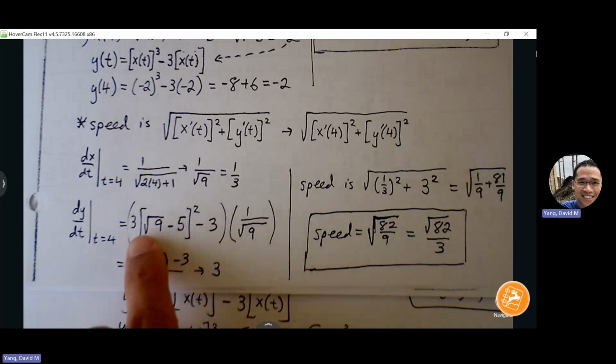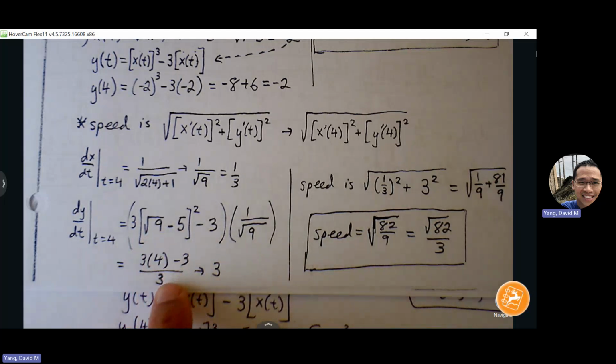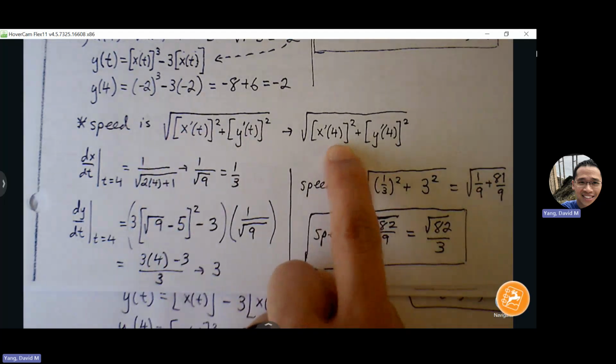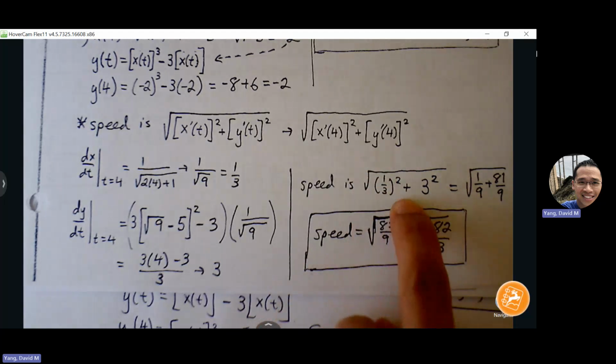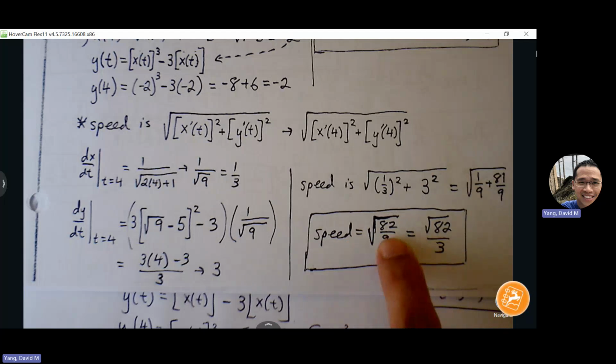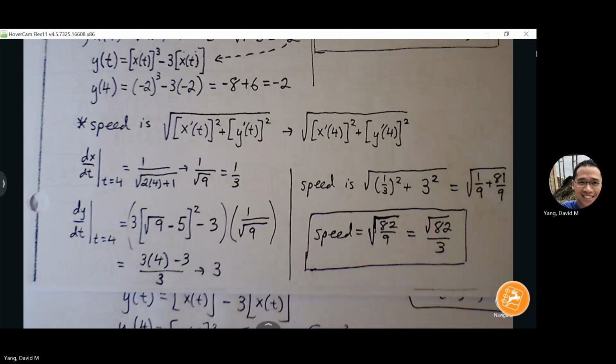Wait, I'm sorry. I have to multiply by 3 first before I can subtract. Okay, so 3 times 4 is 12. 12 minus 3 is 9. 9 over 3 is 3. Okay, so I have x prime of 4 being 1/3, y prime of 4 being 3. Speed, you can leave it in this form, but if we were to clean it up, it would get all the way down to root 82 over 3.